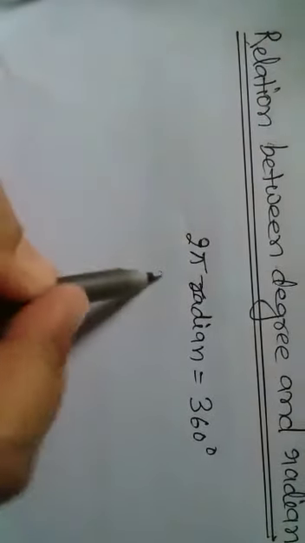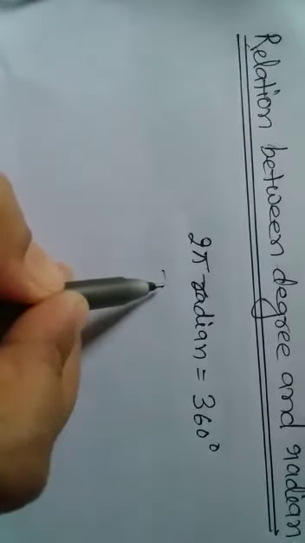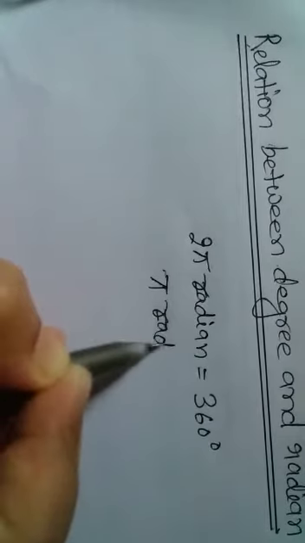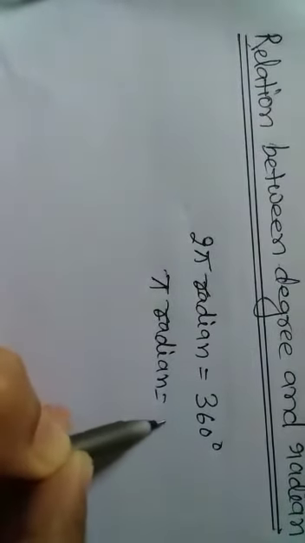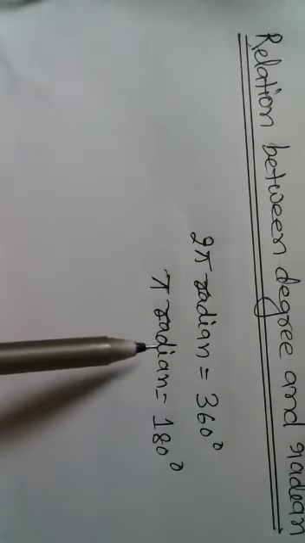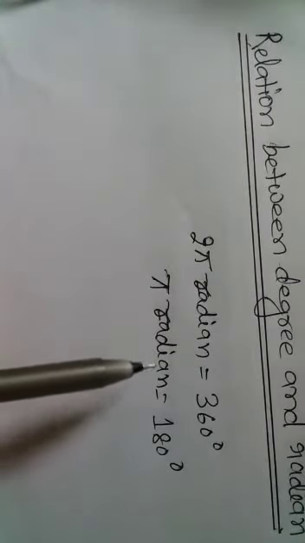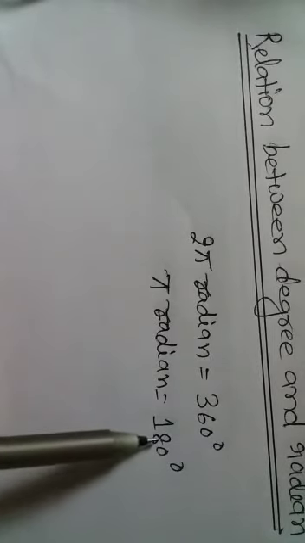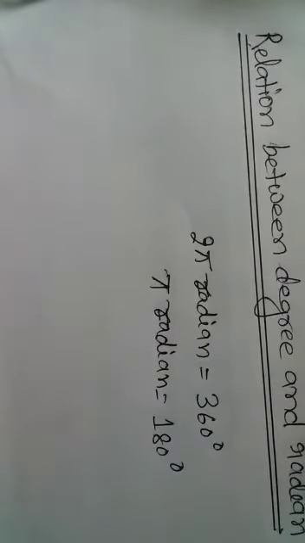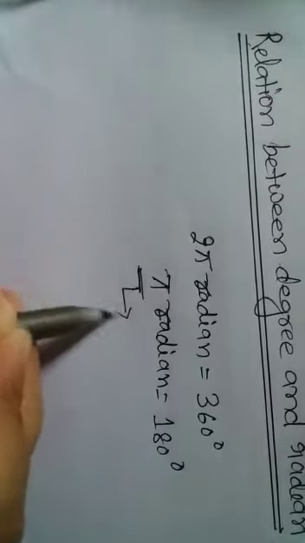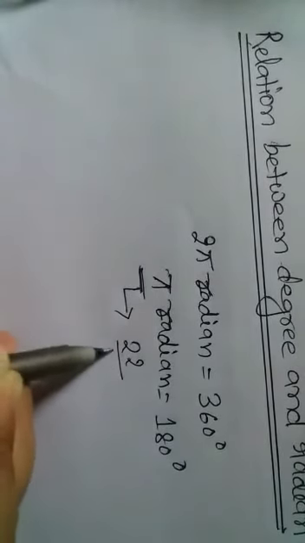Okay, now see, so we can write pi radian is equal to how much? 180 degree. So this relation enables us to express a radian measure in terms of degree measure and a degree measure in terms of radian measure using what? The approximate value of pi. And we know that the value of pi is 22 by 7.